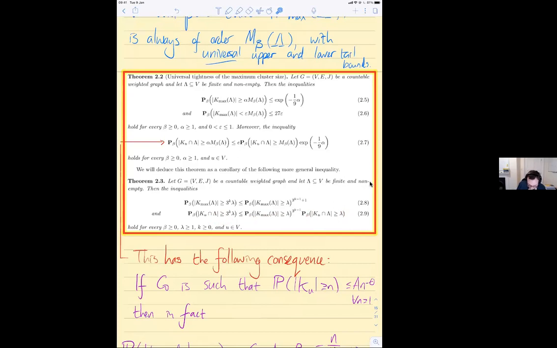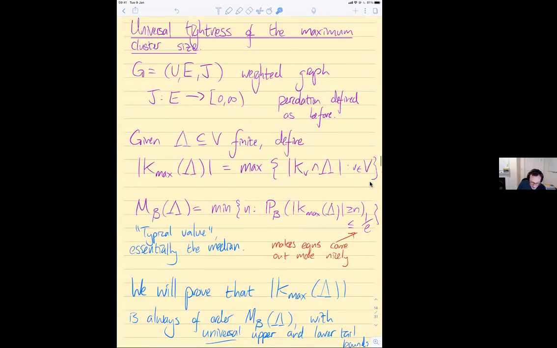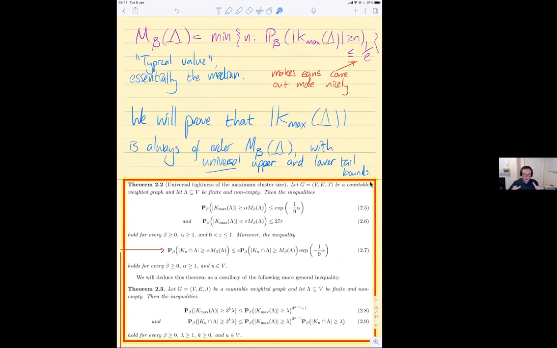Okay. And of course, I should say, another example to keep in mind is the case that G is finite and lambda is the entire vertex set. So in that case, for example, maybe you do percolation on a torus or something like that. It's saying that the largest cluster in percolation on the torus is always of the same order as its median, with high probability.